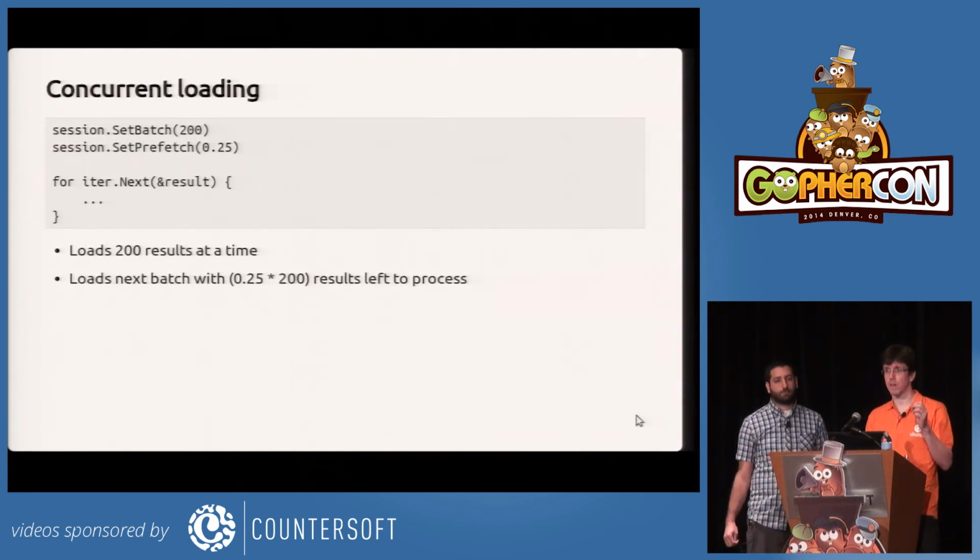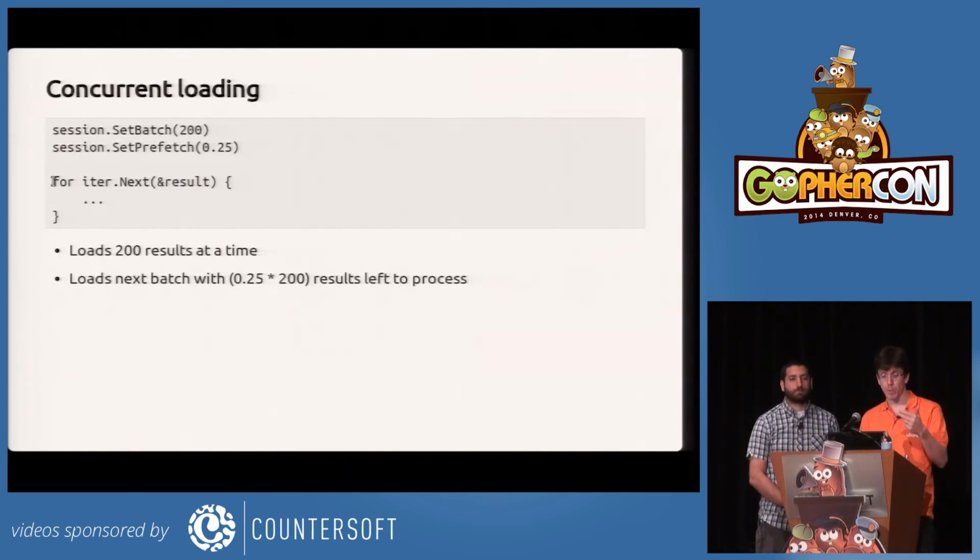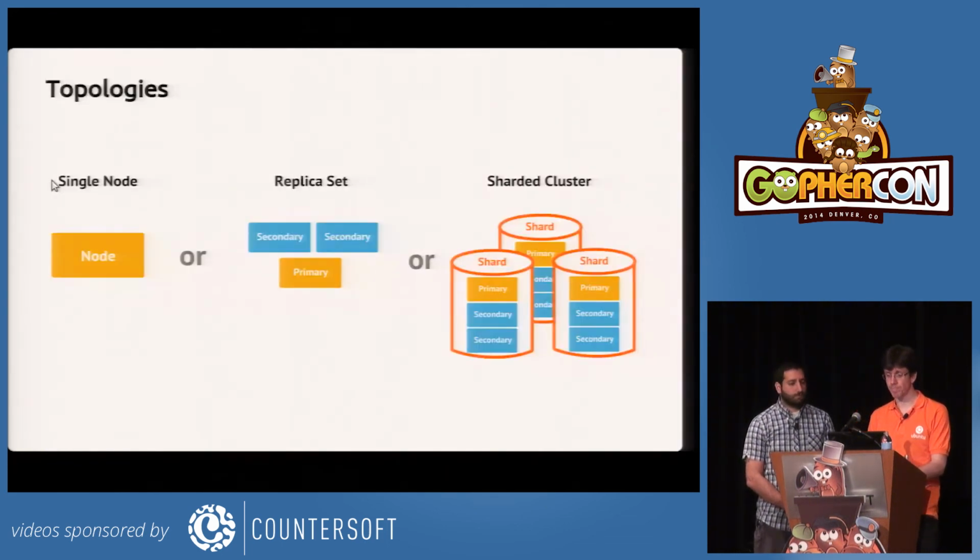You can just set the size of the batch you want from the database, and then you can tell the driver, when you reach that percentage of objects, please ask for the next batch. And the iteration happens in exactly the same way, but behind the scenes, in the background, it's asking for more objects so that by the time you reach that point, the objects are already available in memory.